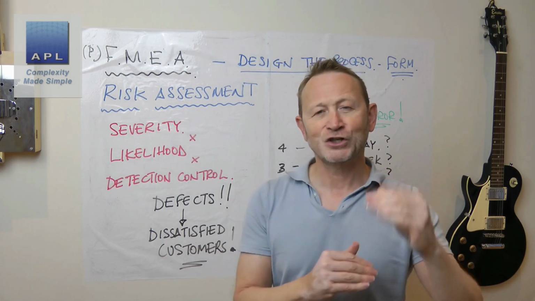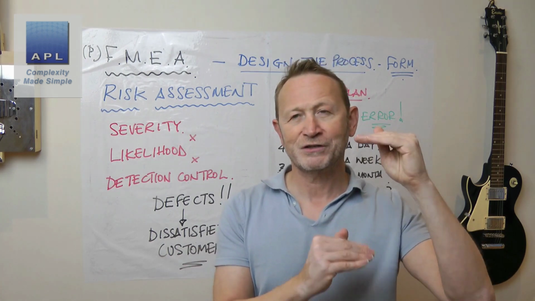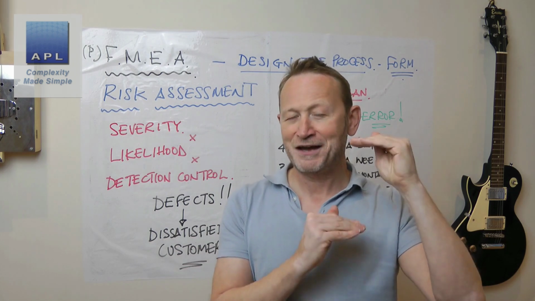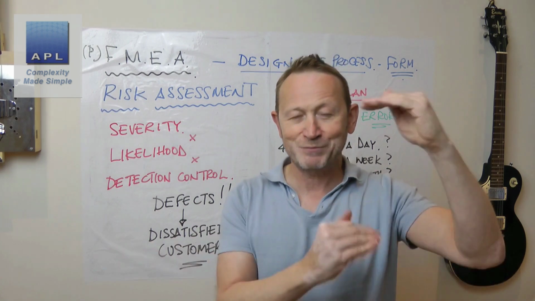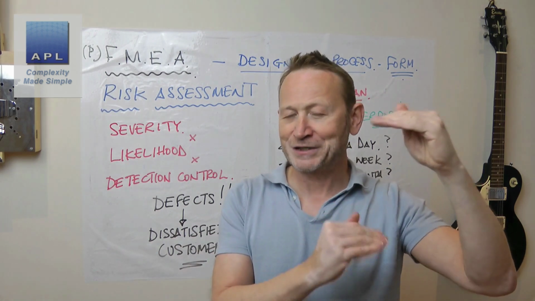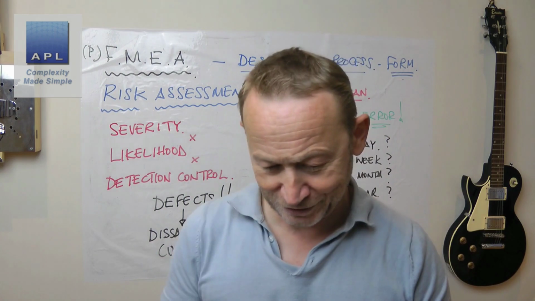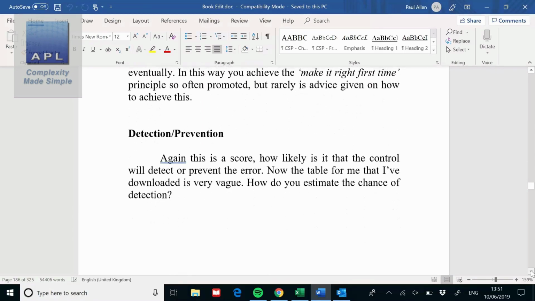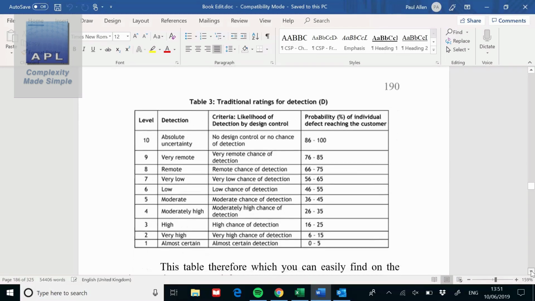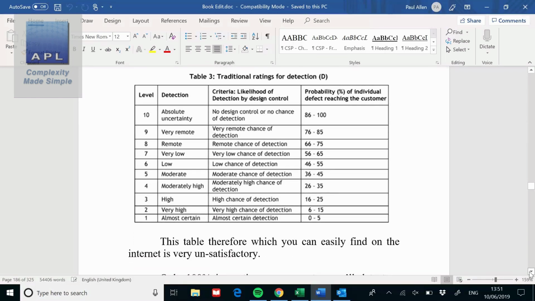How likely are we to prevent or detect the problem? Now again, let's look at a current method of determining how likely are we to detect. So let me look at a table that I've downloaded from the internet, a standard that I've downloaded from the internet. Again, this is a car industry example. I've downloaded this straight from Google, and here's the detection and prevention criteria.